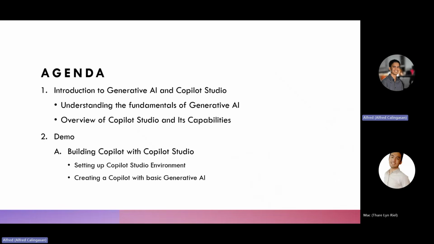In the second phase, we will be doing a demo, which is building a Copilot with Copilot Studio. We will guide you through the process of building a Copilot using Copilot Studio. We will start by setting up your Copilot Studio environment or the solution, ensuring you have everything you need to start creating. Then we will walk you through creating a Copilot with basic generative AI functionalities. It will solidify your understanding of the platform's core functionalities. We will also explain the actions, limitations, and the data sources that can be used for generative AI.